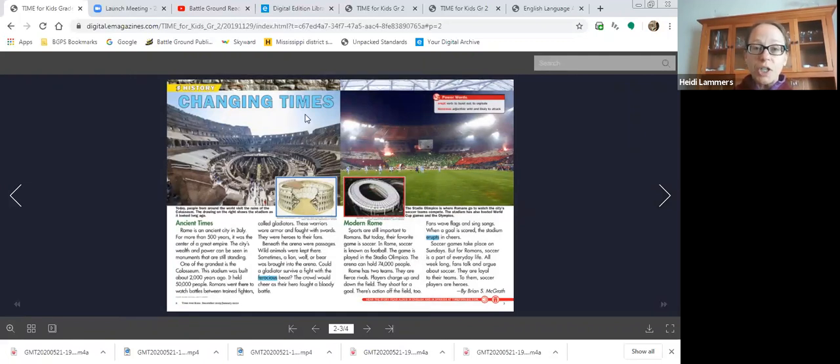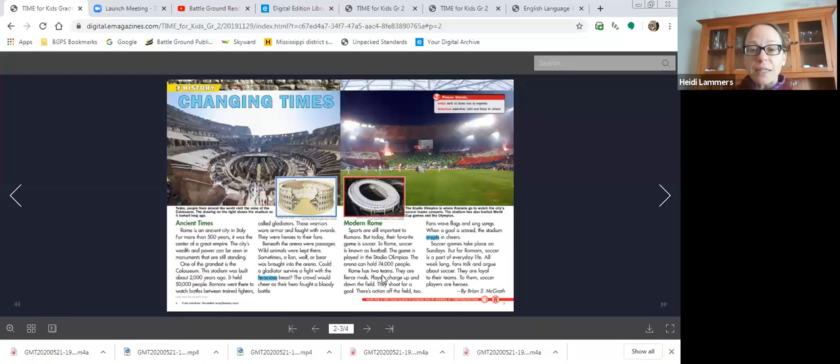This is called Changing Times. You can see the title there. And again, if you read this with me, same photographs, same illustration, same bird's eye view of that stadium. But you can see that the placement is different. In this magazine, all the photographs are up here with our vocab words. And then down below, we have some captions that have more detail. And then we have some extra text down here.